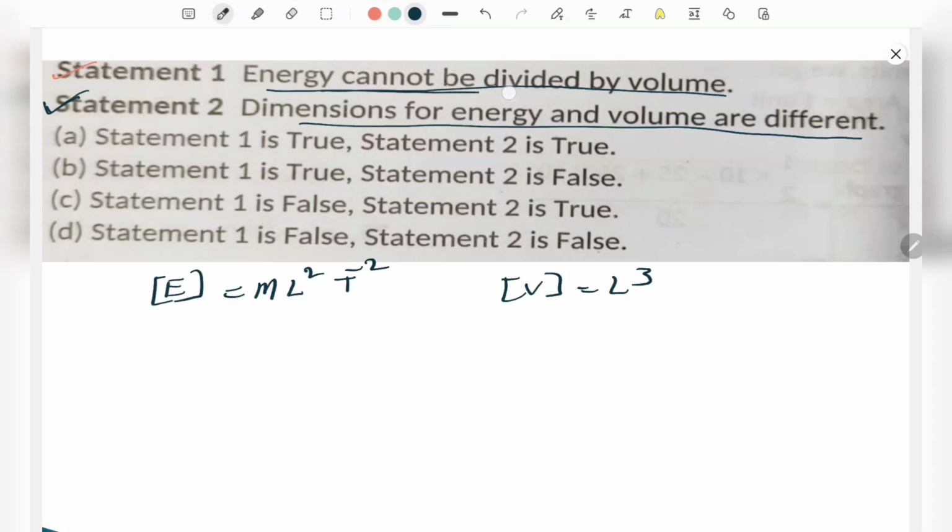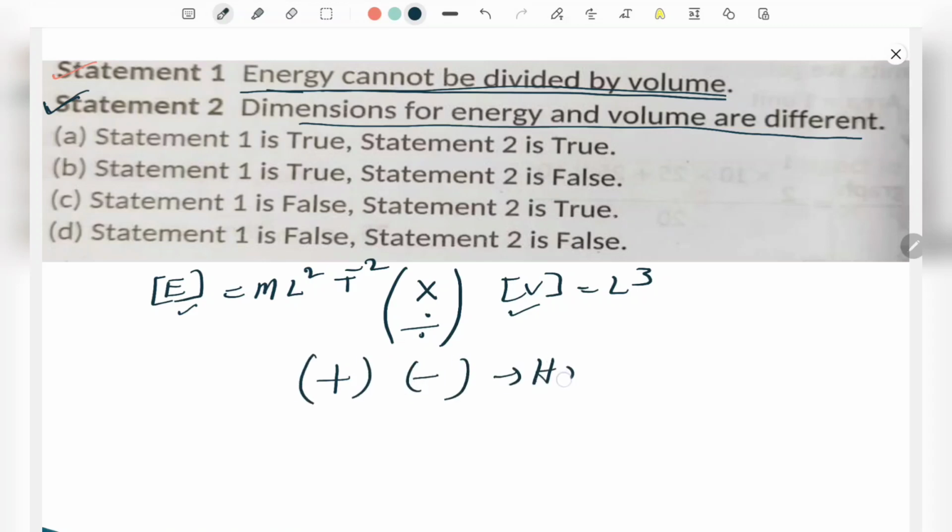However, the statement that energy cannot be divided by volume is not correct, because in case of multiplication or division, quantities having different dimensions can be multiplied or divided, but they cannot be added or subtracted because they follow the principle of homogeneity.